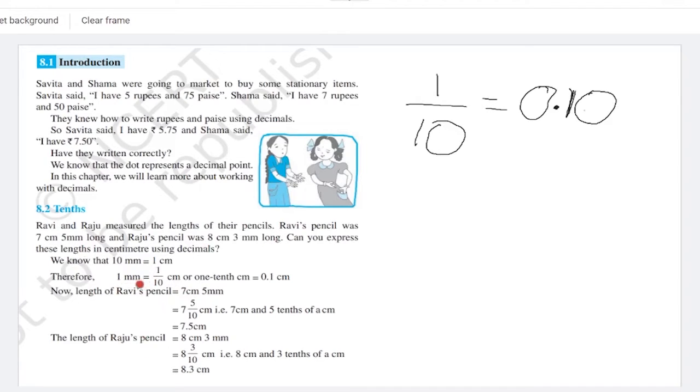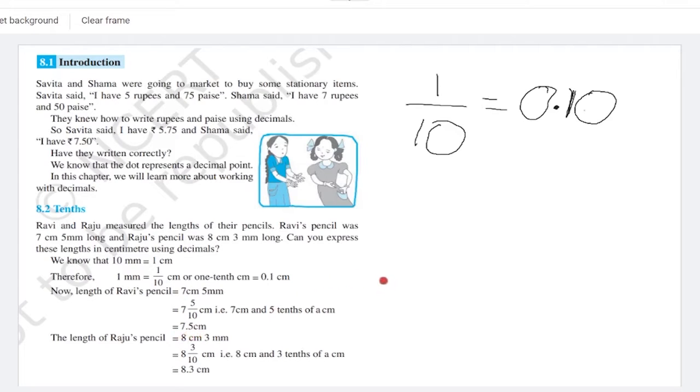Here 1 millimeter is equal to 1/10 centimeter. This is also called 1/10 of a centimeter. 1/10 of a centimeter means 0.1 centimeter. Now we'll come to the pencil's length. 7 centimeters, 5 millimeters. 7 centimeters is 7, you can write like that only. 5 millimeters will be 5/10. 5/10 means it is 5/10 of a centimeter. It is 0.5. So you add 7 to 0.5.